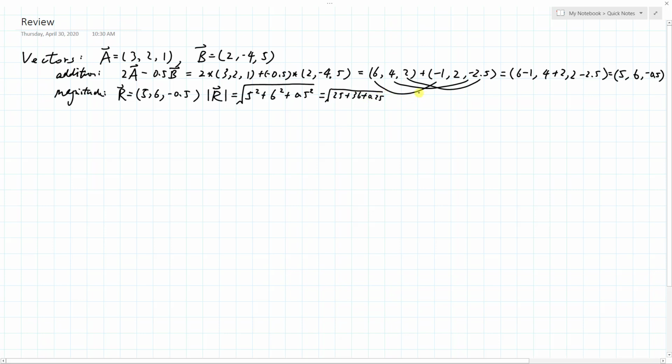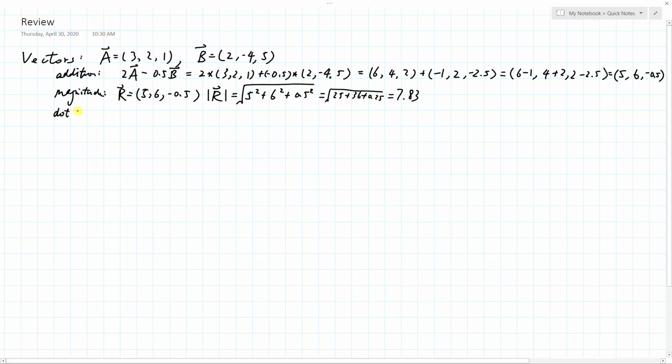Let me use a calculator. Okay, so after using my calculator, I got 7.83. So keeping 3 sig figs, that should be good enough. Okay, so that's magnitude. And we also have angle. We only have angle for 2D, when we can calculate an angle of a 2D vector with the x-axis. So we'll delay that angle until we have multiplication.